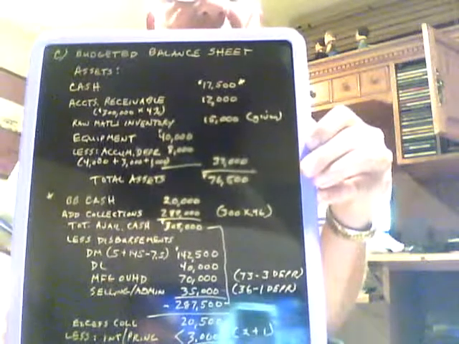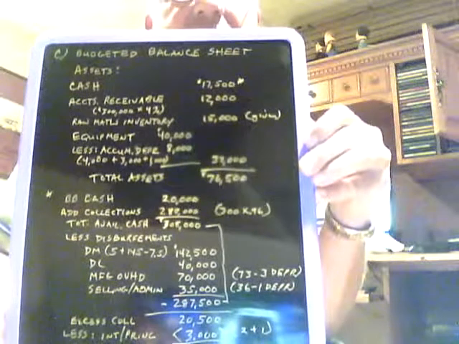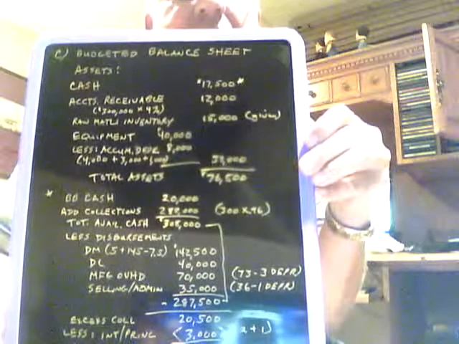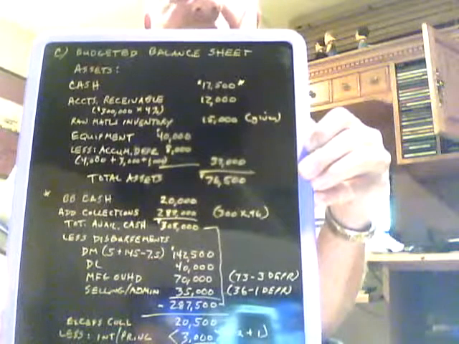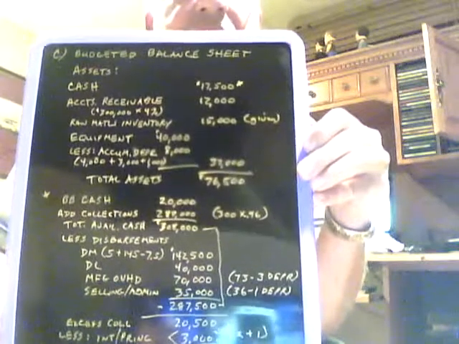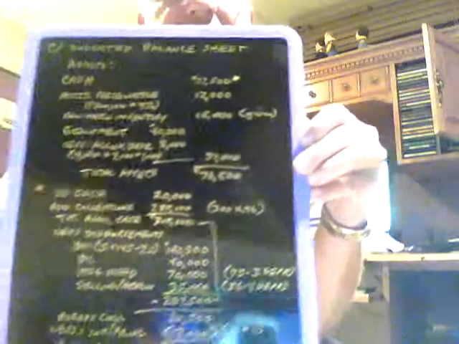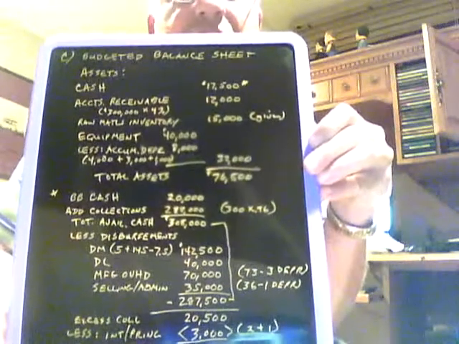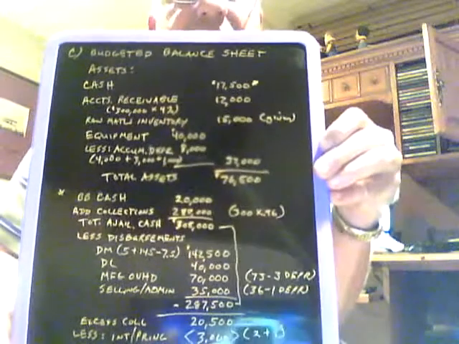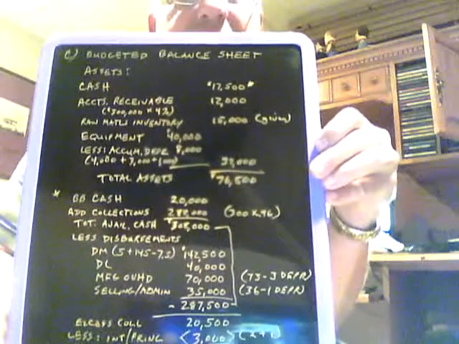So we go back up to our assets section. We've got the cash of 17,500. We got the accounts receivable of 12 based on 300,000 times 4%. We got the raw materials inventory of 15,000, which was given. We got the equipment of 40,000, which was given. That's an asset balance that carries over from the previous year, less the accumulated depreciation, which is now 8,000. It was 4,000 at the end of the previous year.